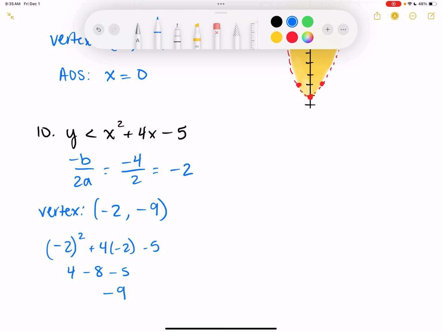Axis of symmetry would be at x equals -2, but again, we don't really do that with the parabolas for inequalities, but you still need to remember when you go to graph regular parabolas for your test next week that you need to have that. So I know that I need to go down to -9 again, so I'm going to draw my graph a little off center because of that. All right, so I've got vertex at -2, -9.